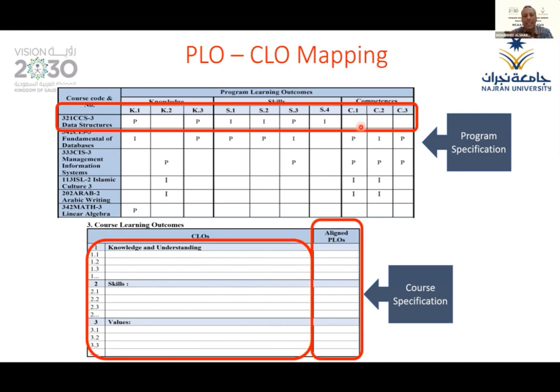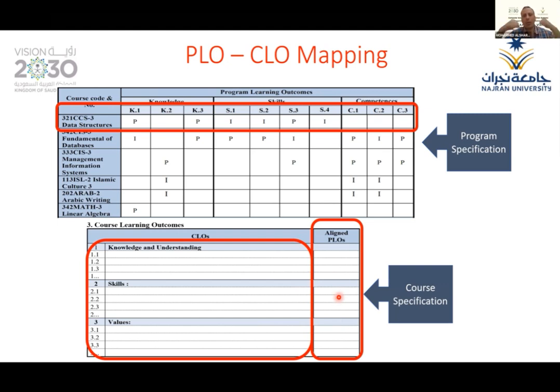It's not acceptable at all, in the data structure course, to find learning outcomes designed to contribute to K2 or to contribute to C2. Or I find here the mapping C1 or C3.